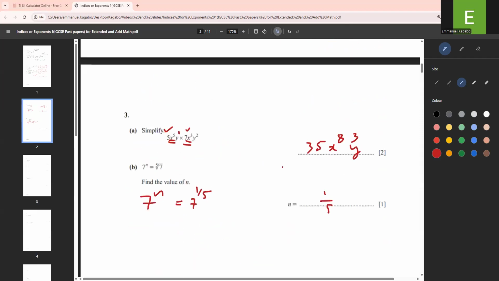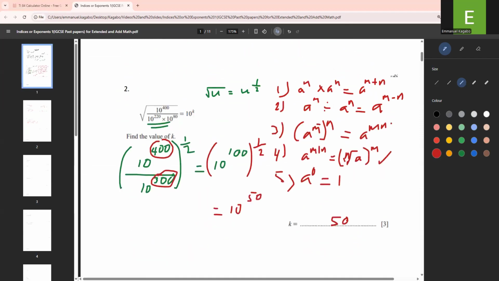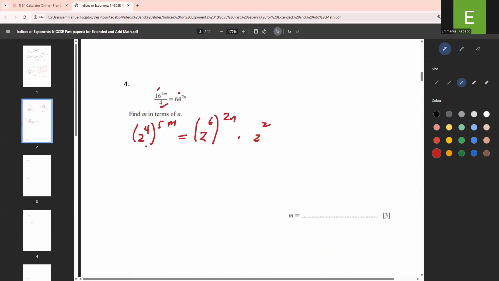Now, I apply again this rule. Please note them down. This is the one I'm going to use this time around. Good. So here it will be 2 power 20m equals 2 power 12n times 2 power 2. And if you are multiplying numbers of the same bases, you add. So it is 2 power 12n plus 2 altogether here. And then what do I have here? 2 power 20m.